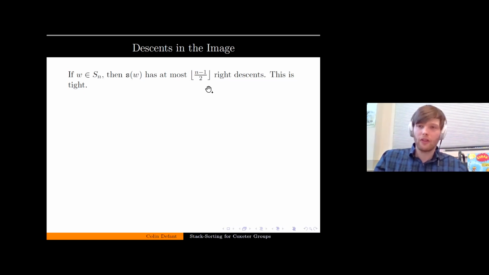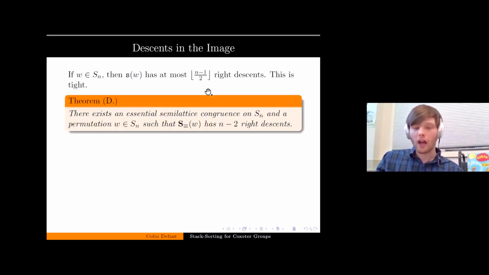You might ask, does something similar happen for these Coxeter stack sorting operators? And the fact is it doesn't. It's possible to find an essential semilattice congruence on Sn and a permutation such that when you apply the corresponding Coxeter stack sorting operator to it, you get something with n-2 right descents, which is just one less than the maximum number of descents that a permutation in Sn can have. So it's really not doing this halving phenomenon that the stack sorting map did.